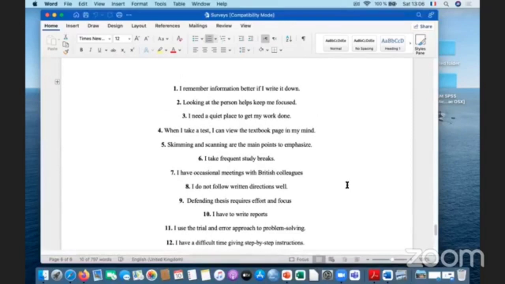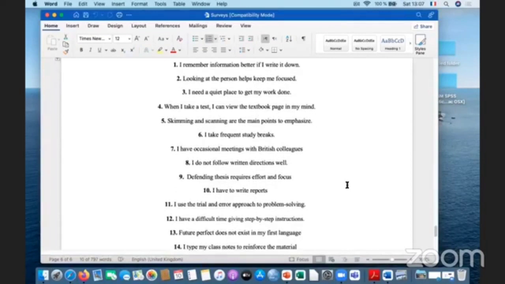I remember information better if I write it down. Looking at the person helps keep me focused. I need a quieter place to get my work done. When I take a test, I can view the textbook page in my mind. Skimming and scanning are the main points to emphasize. I take frequent study breaks, meaning I cannot study continuously. I have to take breaks. I have occasional meetings with British colleagues. I do not follow written directions well. Defending a thesis requires effort and focus.